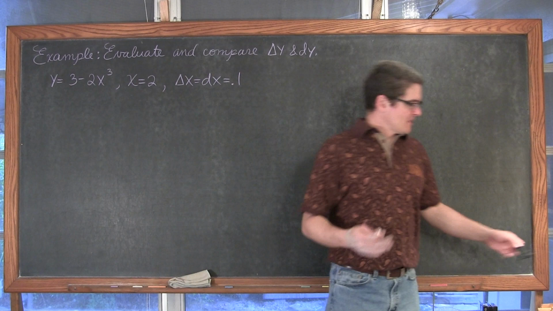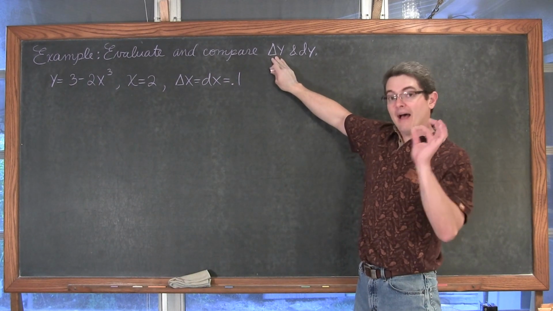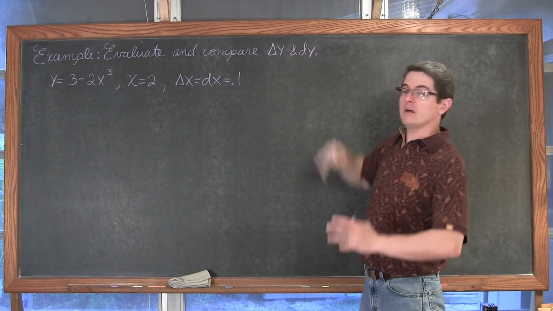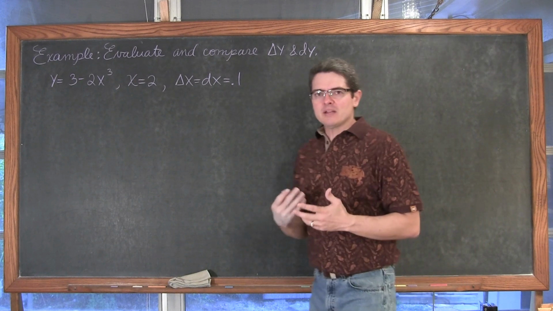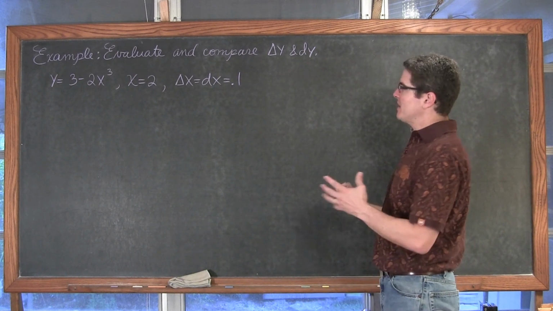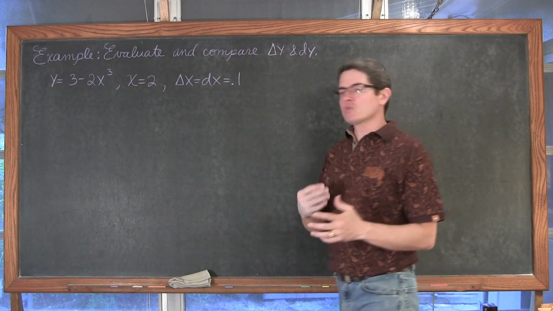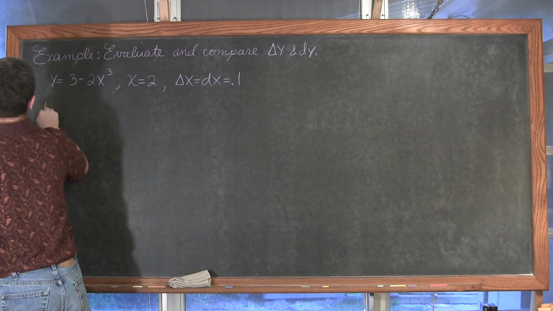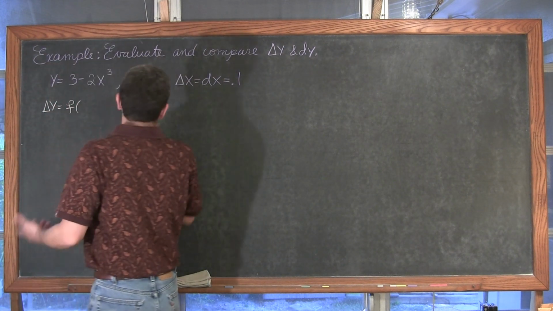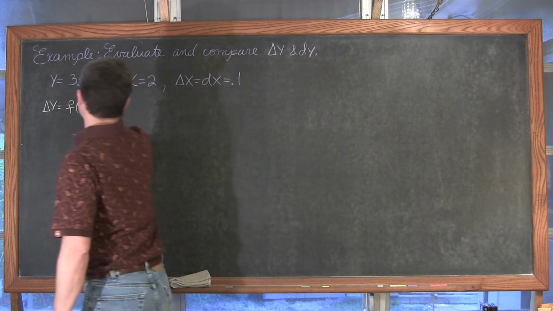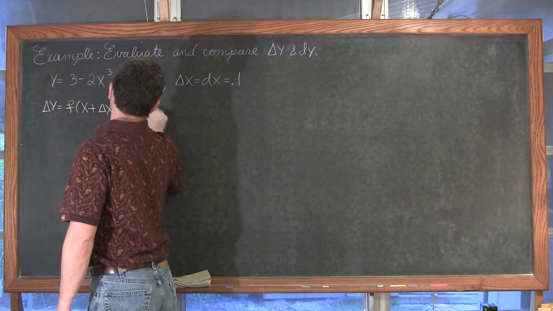For our next example, sort of similar to the first one, I want to evaluate and compare delta y, the actual change in y for the function, and dy, the estimated change in y from the tangent line. Even though we would do this instinctively anyway, to get this notation hammered down, delta y is the actual change in y. So delta y is going to be f of x plus delta x minus f of x.